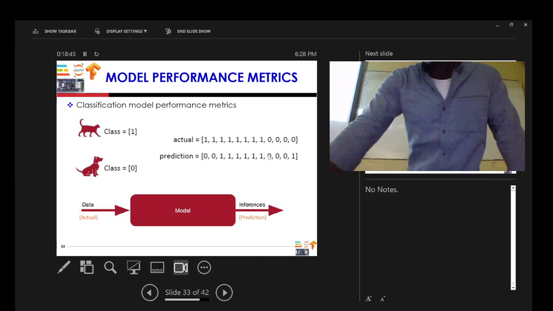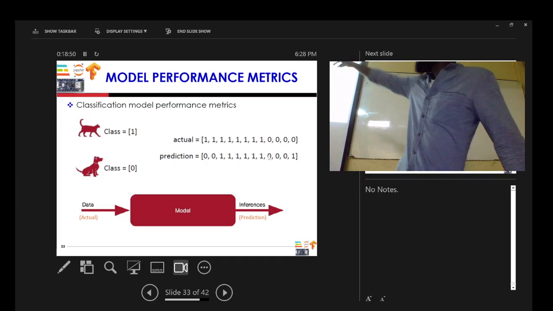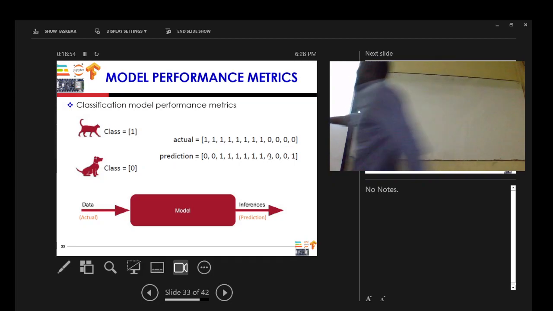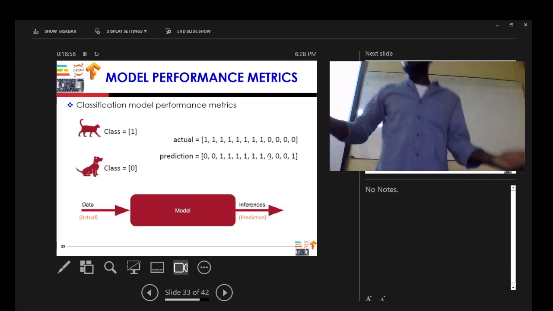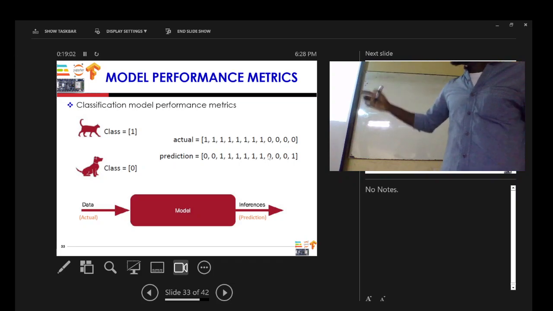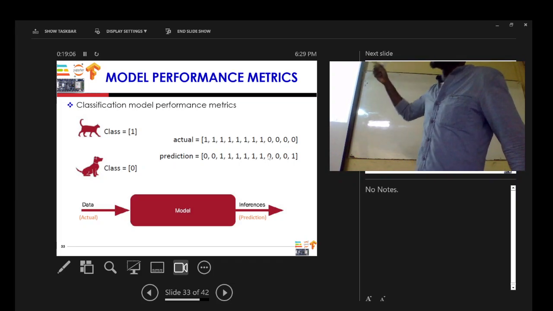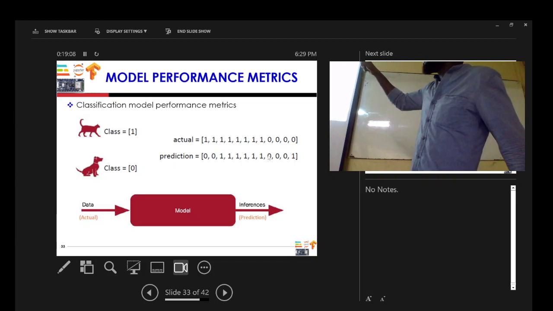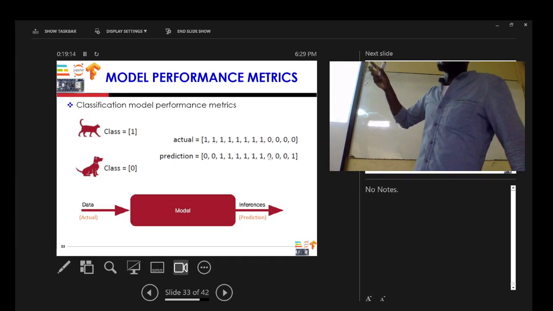So here, I've classified some data already. The first one is the actual classification, and the next one is the prediction. So I've classified something, and I have the actual and then the prediction. Let's say the first one, the actual is 1 and the prediction is 0. It means that the actual thing is a cat, but it predicted a 0, a dog. It means that we have an issue, right?